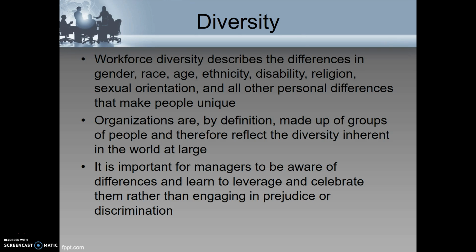Now, since organizations are by definition made up of groups of those people, we are starting to have much more diversity in those groups inside the organizations. So it's much more important for managers today to be aware of these differences and learn how to leverage and celebrate them, and use them to succeed and make the company stronger and better, as opposed to engaging in prejudice or discrimination and pushing them away.